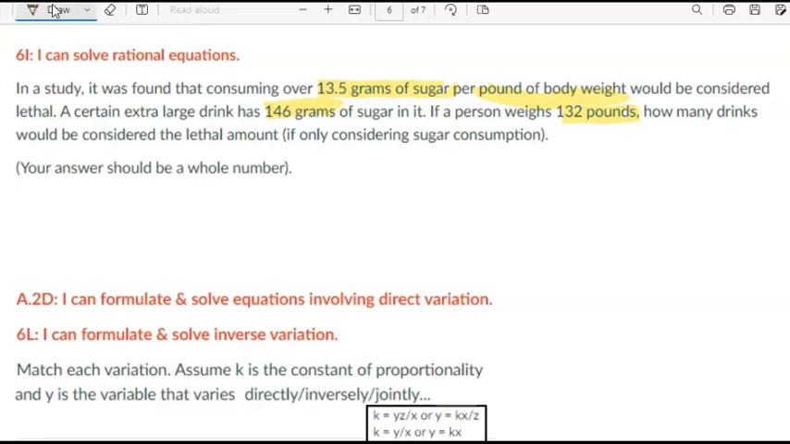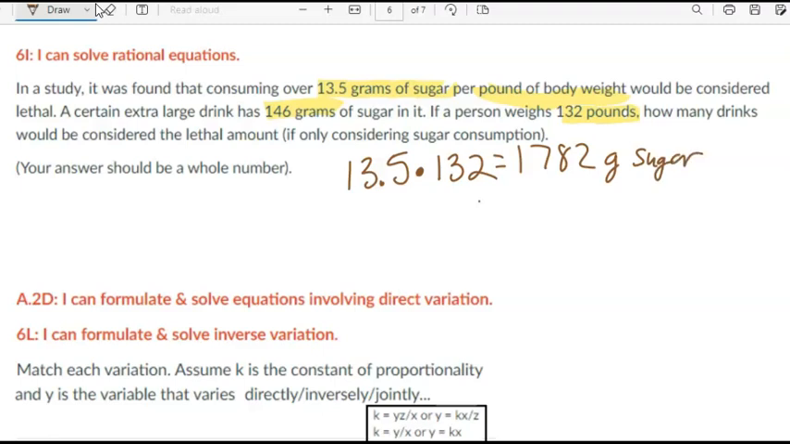All right, so it says 13.5 grams per pound of body weight. So we're going to have 13.5 for each pound. The person weighs 132 pounds, so we're going to multiply those together. So that's 1,782. That's how many grams of sugar. And then if each drink has 146 grams of sugar, divide the two to find how many drinks total. That's going to equal about 12.2. And if you round it to the nearest whole number, we'd have 12 drinks.